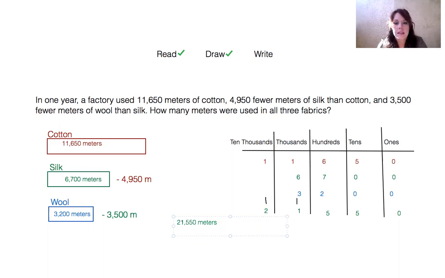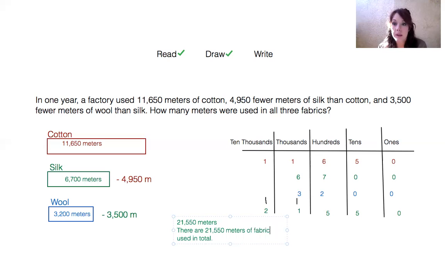Okay, so let's say that there are 21,550 meters of all 3 fabrics used in total. Now, something that I'm going to change about this, and this is kind of a personal preference, it might not be confusing to you, it might not be for your students, but I don't like of all 3. I like there are 21,550 meters of fabric used in total.